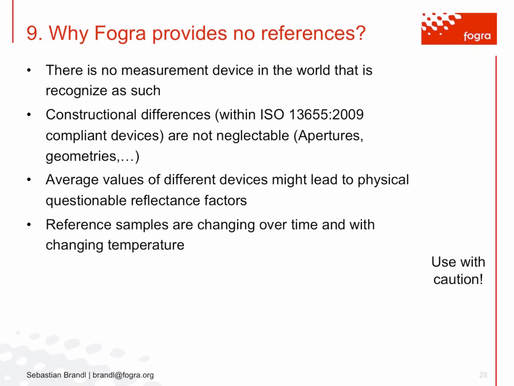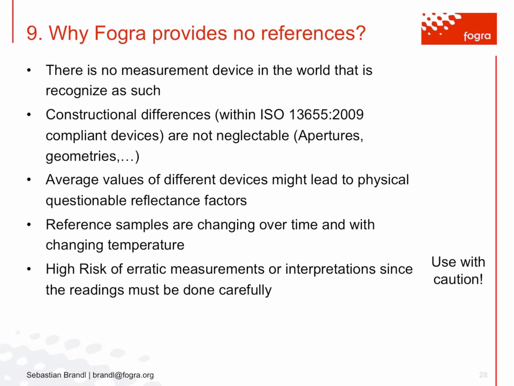Also important, reference samples are changing over time and with changing temperature. That's very important. If you have 2 or 3 devices, that will be easier, because if one device changes and the other two don't, then you can deduce that the device has some problems and the samples are the same. But if you have, for instance, 2, 3, 4 devices and all change all of a sudden in one direction, then that might be an indication that the reference you are using, your sample, is changing and needs to be replaced.